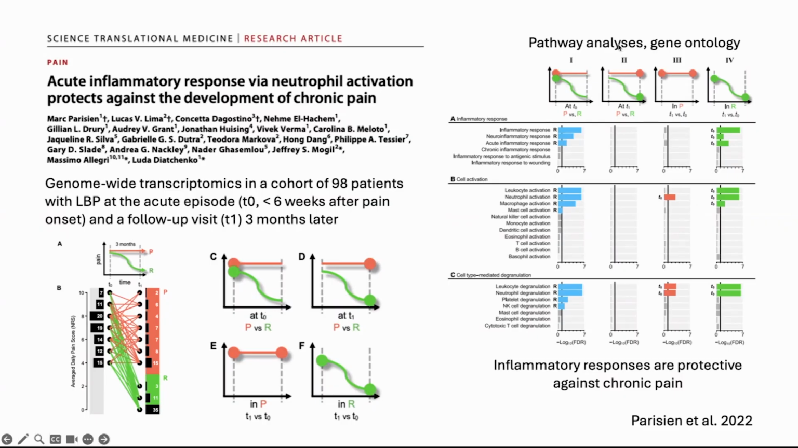On the right here, you can actually see 4 different comparisons that they performed. So the first column is trying to ask the question if there are any differences between the patients that in the future either persisted in their pain or recovered, but when you are assessing them at this acute stage. As you can see below, they found that patients who recovered had higher gene expression levels related to inflammatory responses, neuroinflammatory responses, and also acute inflammatory responses. So this suggests that, at least at the acute stage, it seems like these inflammatory responses might actually be protective against the development of chronic pain.